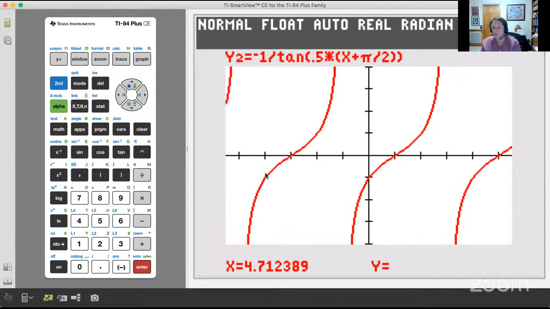So either way, it should be pretty obvious to the students that you've got the vertical asymptotes happening. You've got the one at negative pi over 2 and then the 3 pi over 2. So again, we can go back to thinking about the period being 2 pi, just some things like that. But it shows it nicely here. That was all. Okay, Tom, great.